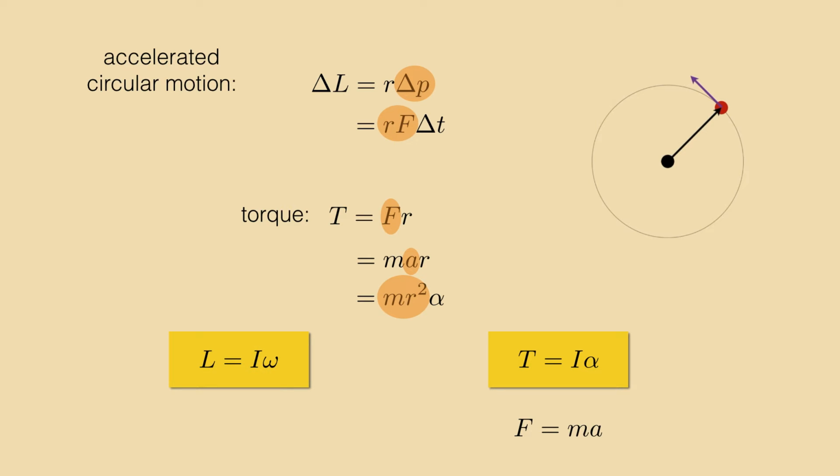And in the previous slide we had the relationship angular momentum equals moment of inertia times angular velocity, which is the analog of p equals m times v.